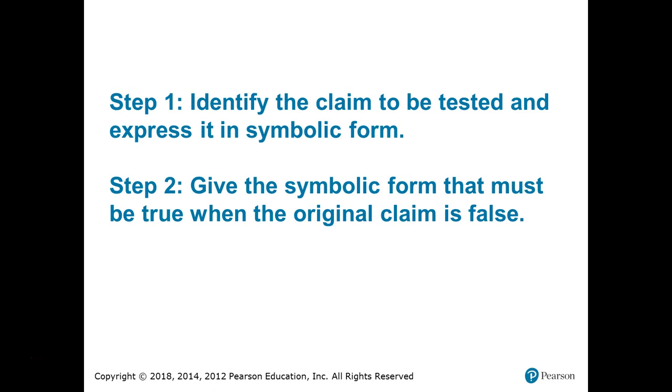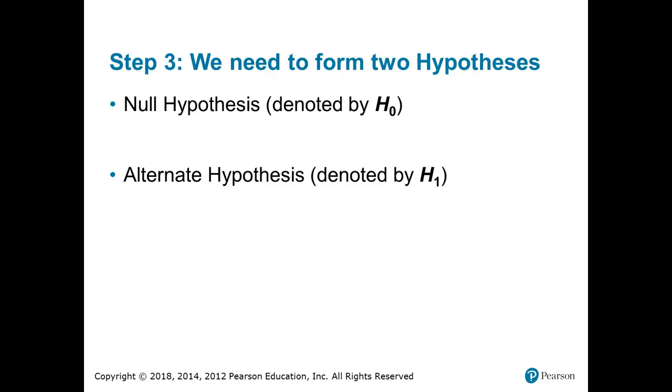So step 1, identify the claim to be tested and express it in symbolic form. Step 2, give the symbolic form that must be true when the original claim is false. Again, that will make more sense, I think, a little bit later. Then you'll go back to the slide and be like, okay, now I know what he's talking about.